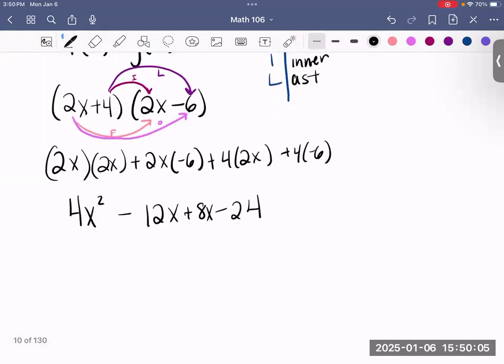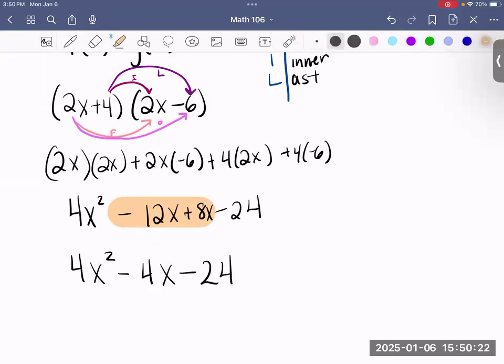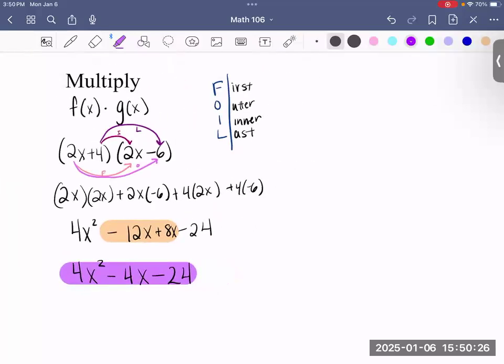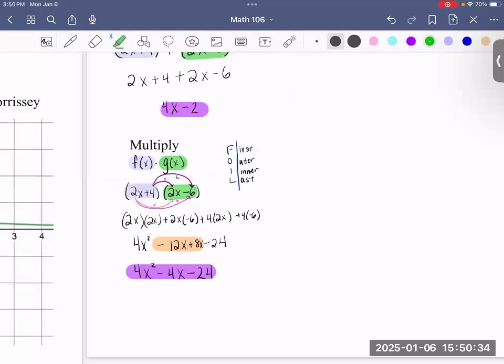All right, so now all we have to do is combine your middle two terms. That would be these two in the middle. So we have 4x squared minus 4x minus 24. And this would be your final product. This is a skill that I think you are bringing into the class, so hopefully this is just a nice review.